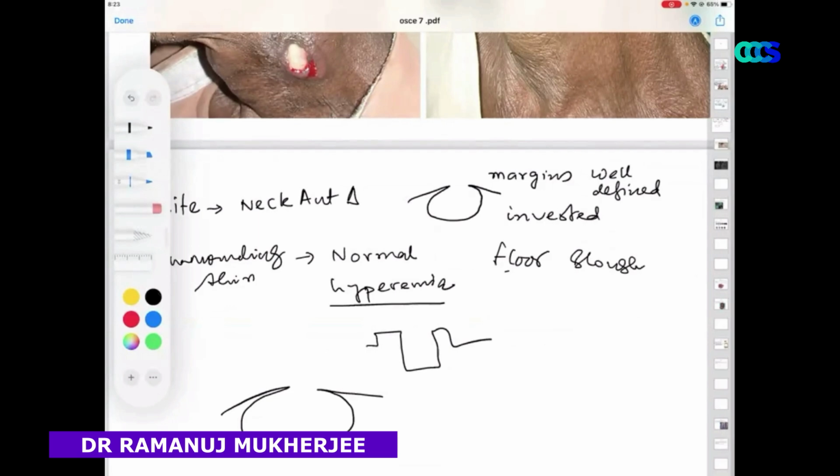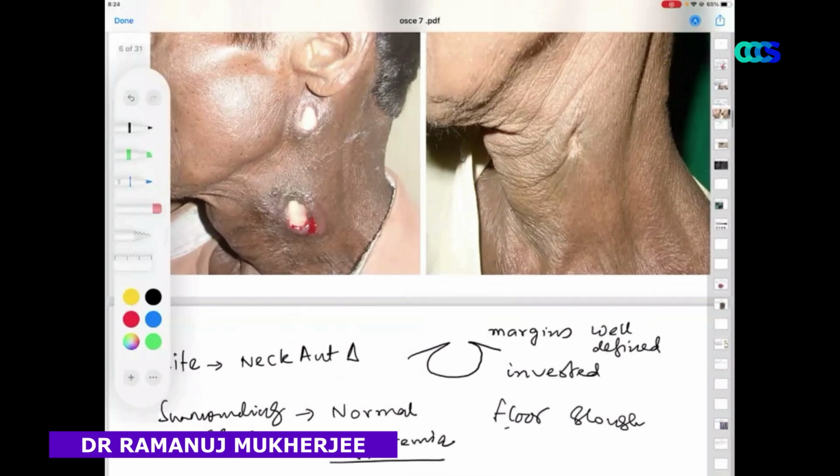Just imagine that this had a lymph node. Initially it was technically a lymph node, and then the lymph node underwent caseous necrosis, as you can see, and everything came out. So won't the edge be inverted like this that I have shown? So the margins are well defined, the edges are inverted, and the floor is filled up with slough.